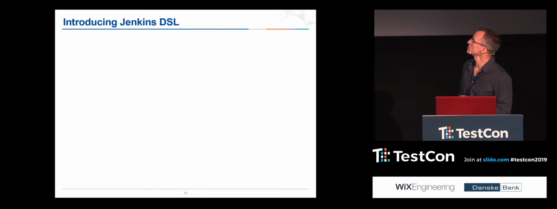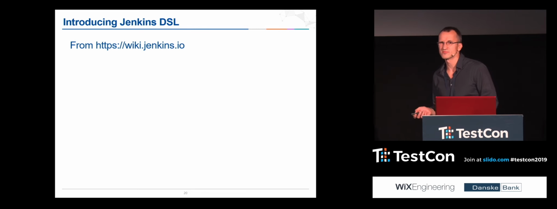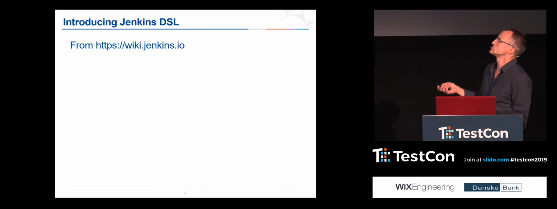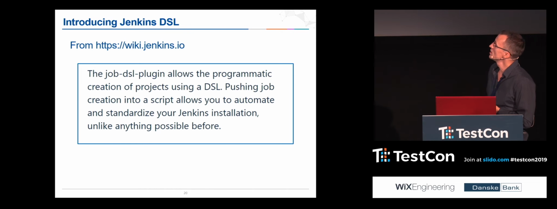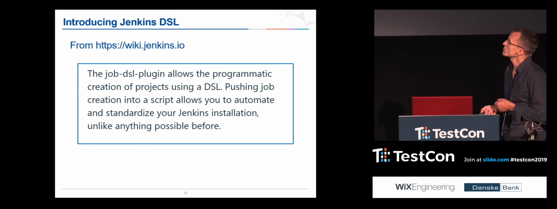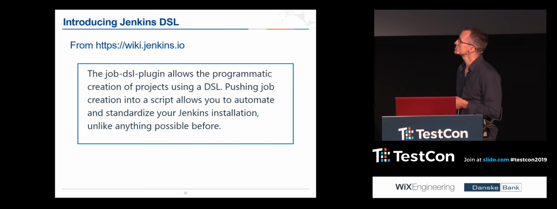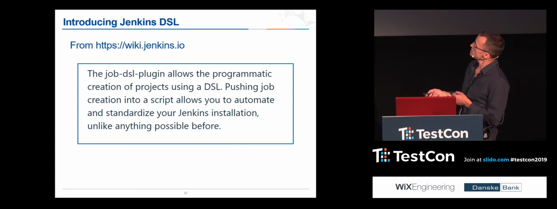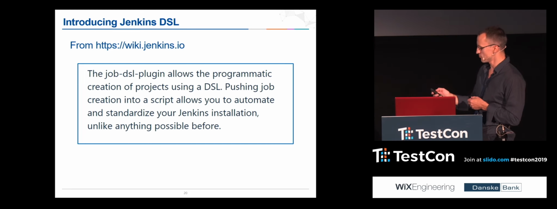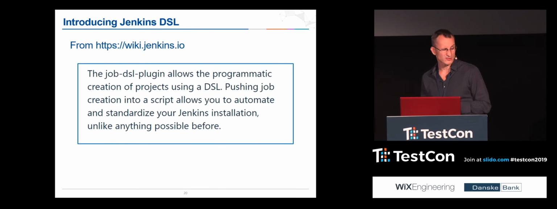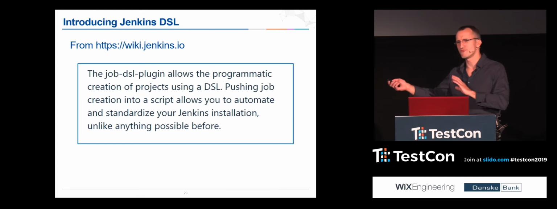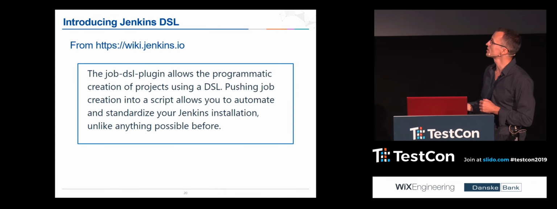What is the Jenkins Job DSL plugin? I'll just cite the description from the Jenkins Job DSL wiki. This plugin allows the programmatic creation of projects using a DSL, and pushing job creation into a script allows you to automate and standardize your Jenkins installation unlike anything possible before. It was written around 2014, I guess, so "before" may not be the correct wording here.